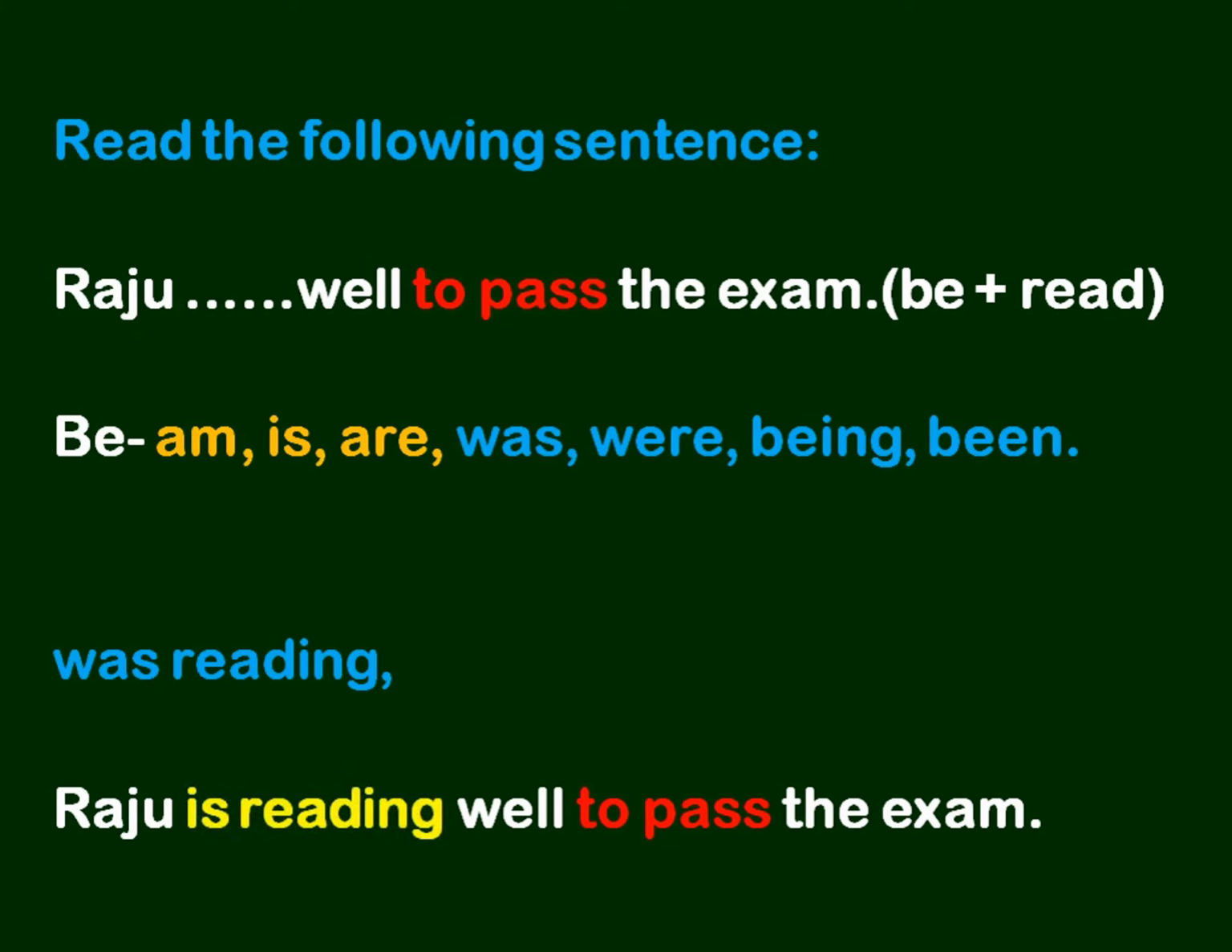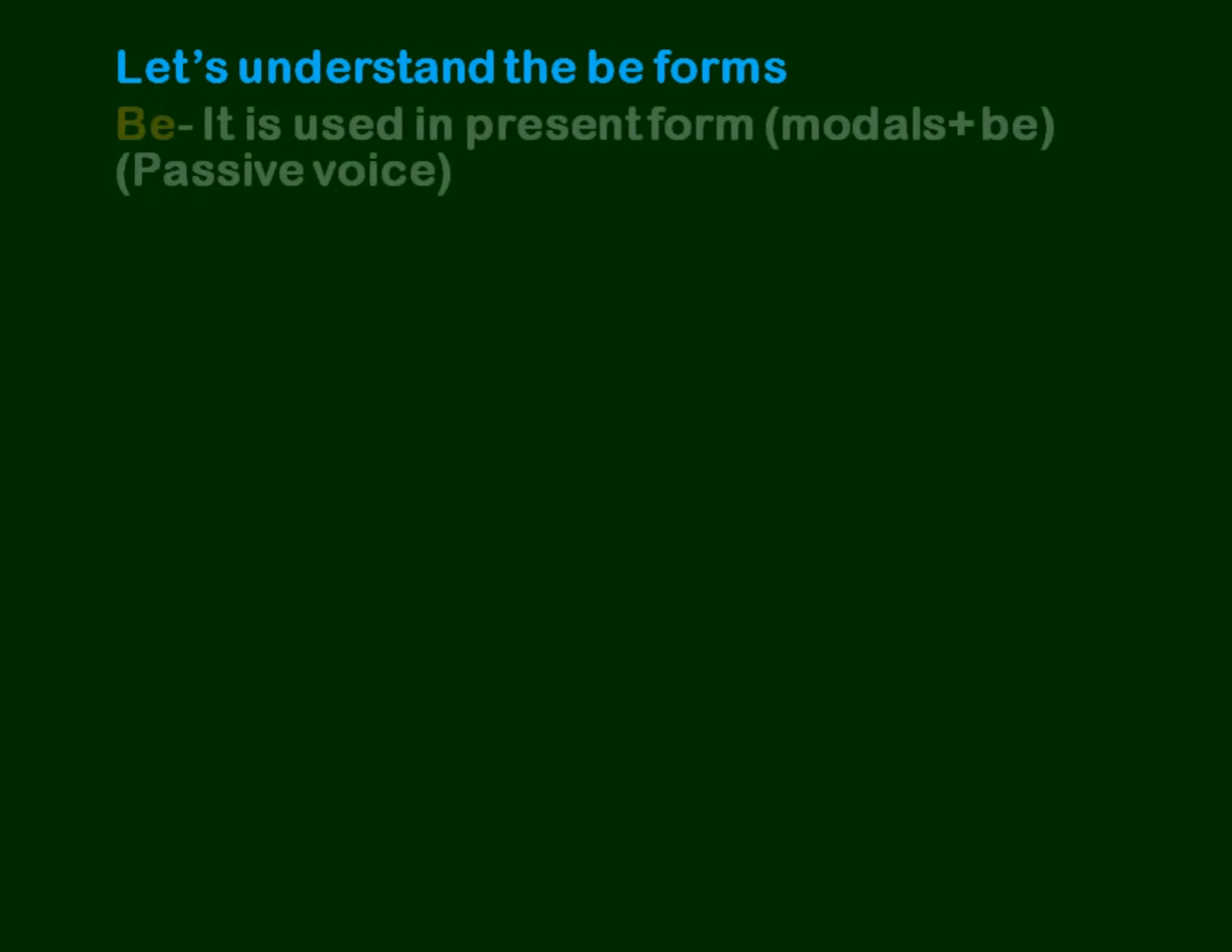So this is how we can use the correct form of verb according to the sentence. We need to use the tense form of the verb. So that is called using correct form of verb. So let us understand the be forms. Be form is used in present form actually, that is used with the modals, and that is used in passive voice also.